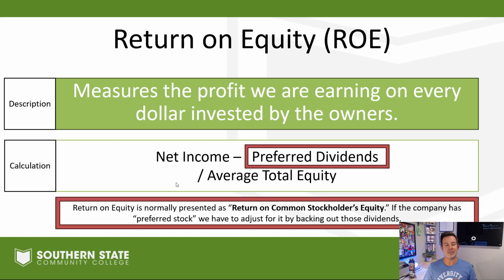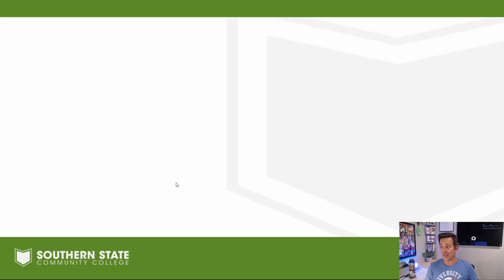Return on equity is normally presented as return on common stockholders' equity. If a company has preferred stock, we have to adjust our calculation by backing out the preferred dividend. So, if the company doesn't have preferred stock and doesn't pay dividends on the preferred stock, then this is a moot point. You don't have to worry about it. But if the company does have preferred stock and preferred dividends, got to make a little tweak to our formula. Again, your book will tell you, and so you don't have to think much about it. It will just tell you preferred dividends are $10,000. Make the calculation, go on about your day.